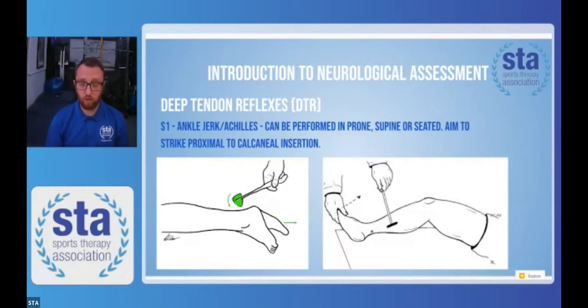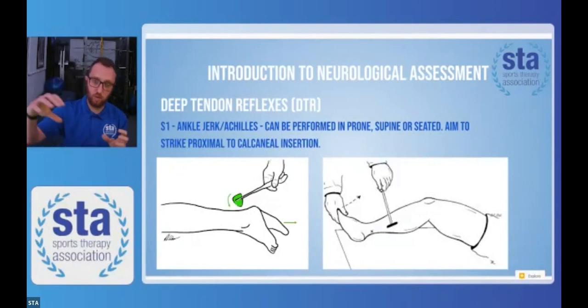Achilles or ankle jerk. A couple of ways of doing this. I prefer to do it with them in prone, with their foot over the edge of the bed, so I can feel the contraction from my hand as well. If I'm struggling to get one, I may put a little bit of overpressure with my hand just to get a little bit more stretch on it, and you're striking just proximal to the calcaneal insertion, a few centimeters just above. You want the fleshy part, because it needs to hit the tendon to create a contraction, a reflex shortening.